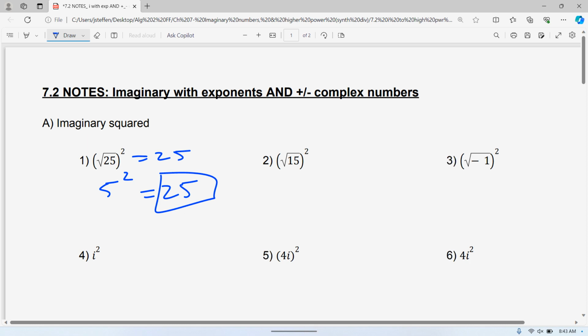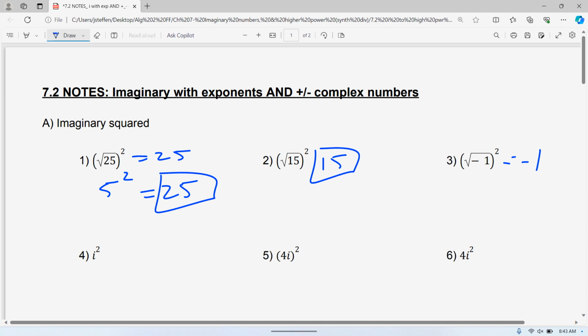Same thing, number 2. I know that that's just 15. So then we get to number 3. We have the square root of negative 1, squared. Again, we know that's got to just be -1. The squared and the square root cancel each other. Well, why is that one important?